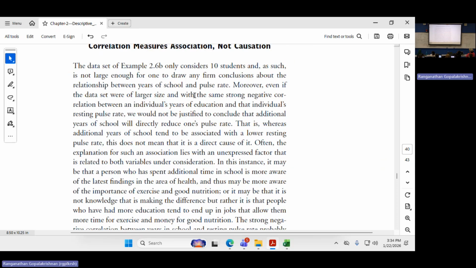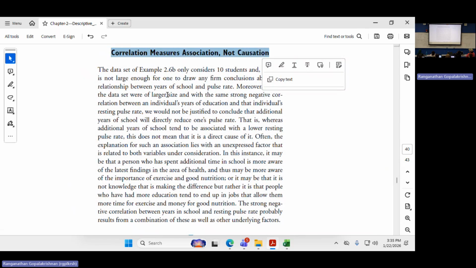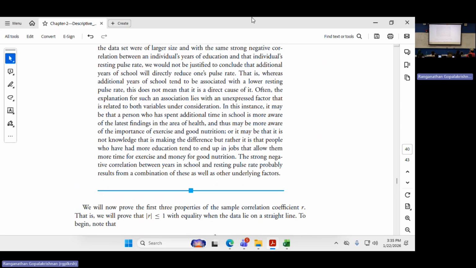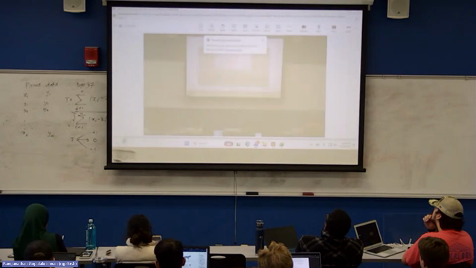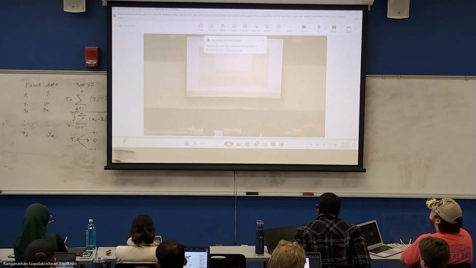So this little section here, I would definitely ask you to read. It's for your own good, so that you don't confuse correlation with causation. Just because two things are measured together, that doesn't mean one causes the other. Okay, so take a read at this paragraph. I'll leave it to you as homework. Okay. All right. So that sort of concludes chapter 2. Questions before I move on to the next topic?